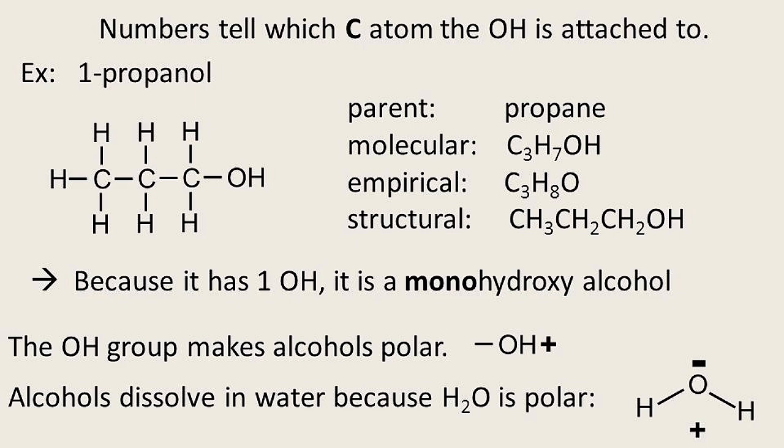The name of each homologue is derived by dropping the E ending. It was alkane, so we remove the E of alkane and now put OL. So if it was methane, remove the E and it becomes methanol. That's how alkanols are formed from alkane members.